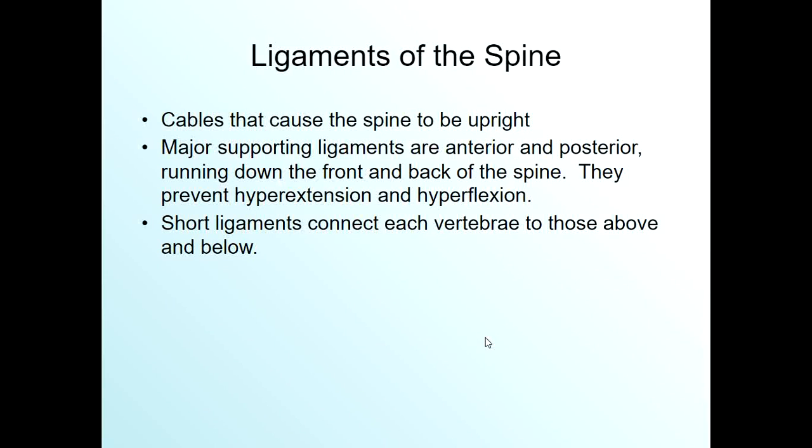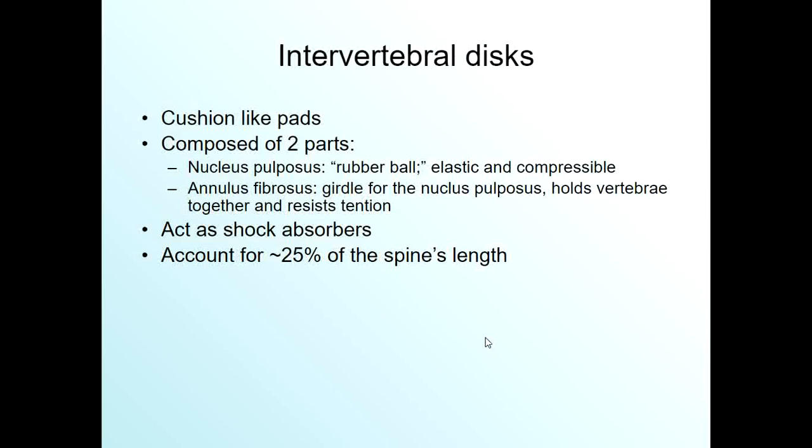There are ligaments of the spine that run along the front and back of the spine, which allow your spine to have some flexibility, but keep it from hyperextending or hyperflexing. And then each individual vertebra is connected to the one above or below it with short ligaments.